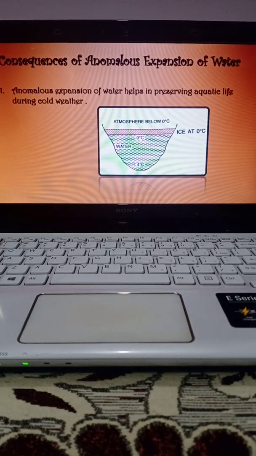Now one very good application of this anomalous expansion of water is in preserving aquatic life during the winter season, where the water temperature decreases to 0 degrees Celsius or minus degrees Celsius. It helps in saving the life of aquatic animals present at that place. Thank you.